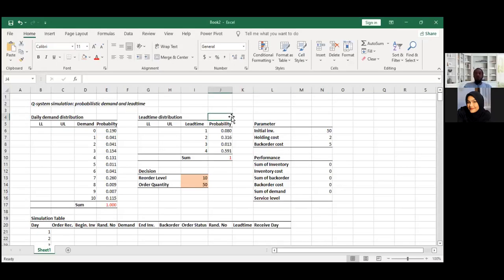Okay. Now, this is my data already prepared before, for example, this is daily demand, from the Q system simulation, and here we have probabilistic demand and lead time. We try to simulate not only demand but also lead time. The lead time is changing. You can imagine something like this.